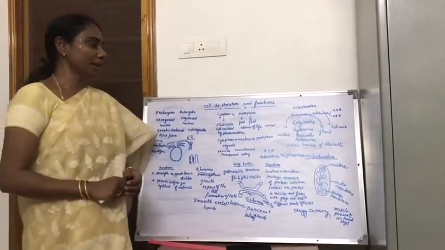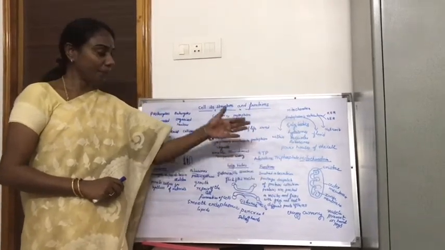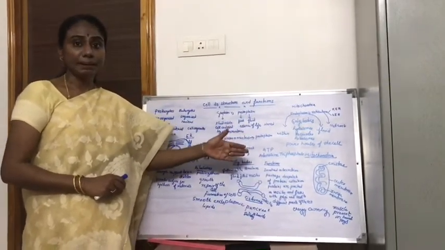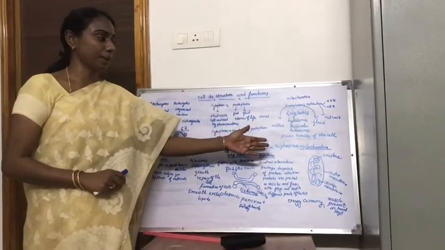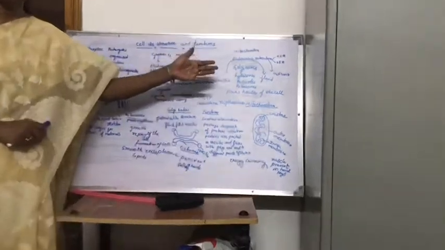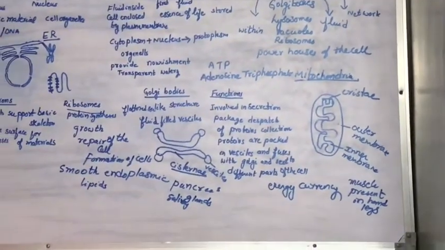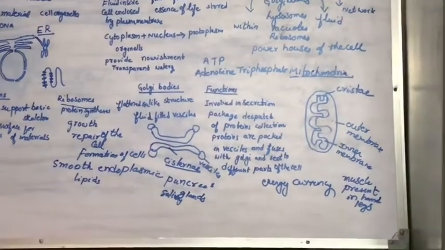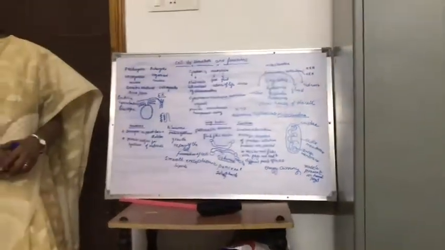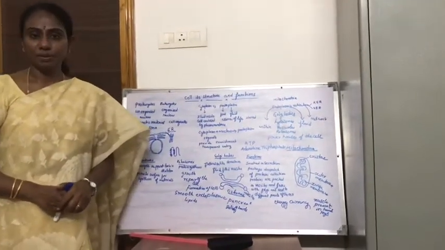This mitochondria provides energy for the entire cell. Every cell needs energy, and that energy is produced by mitochondria, and that's why it is also called the powerhouse of the cell, because mitochondria produces energy, and this energy is used by the cellular metabolic activities. That's why we call it the powerhouse of the cell.